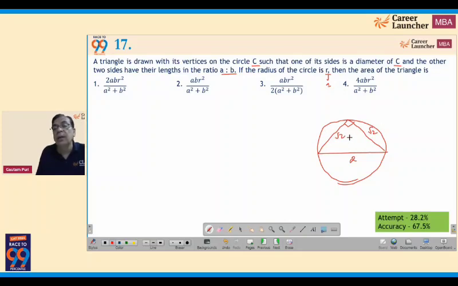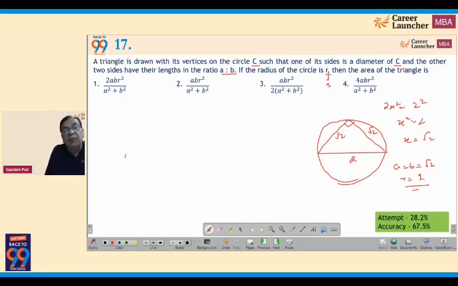Okay. So after all, if x square plus x square, that is 2x square, should be equal to 2 square, or x square is equal to 2, then x is equal to root 2. So A equals B, as far as we are concerned, we are saying A is equal to B equal to root 2 and R is equal to 1. This is what we have done. Okay. We want to find the area of the triangle. What is the area of the triangle?